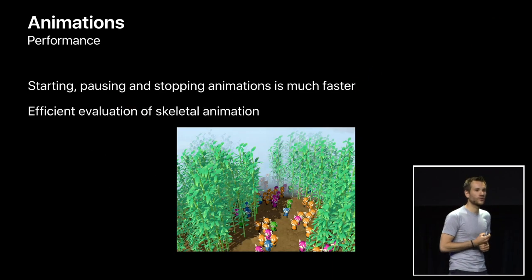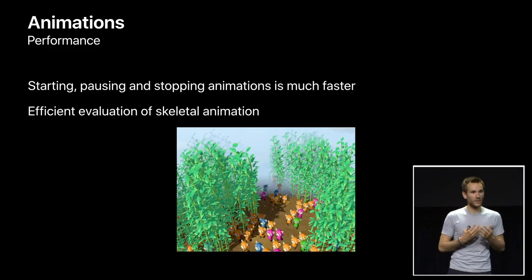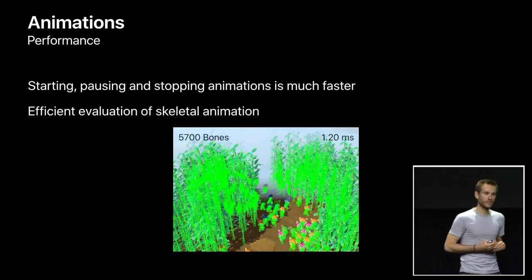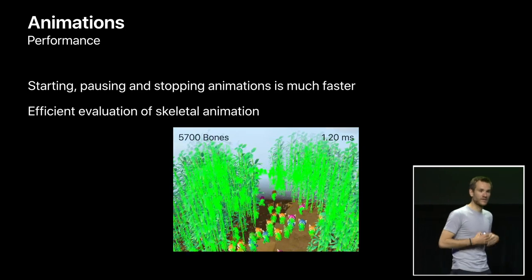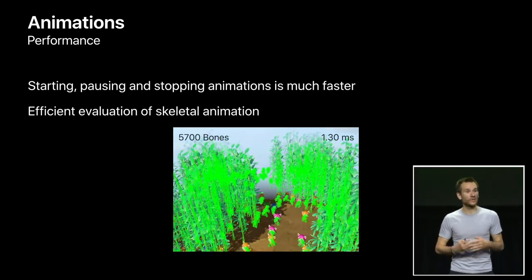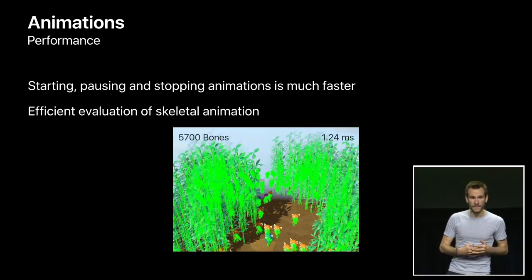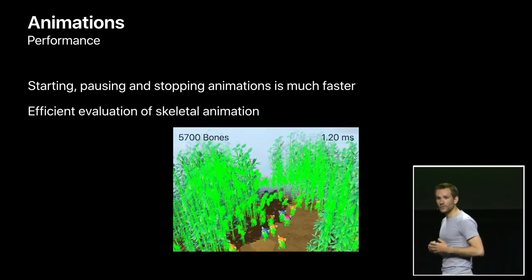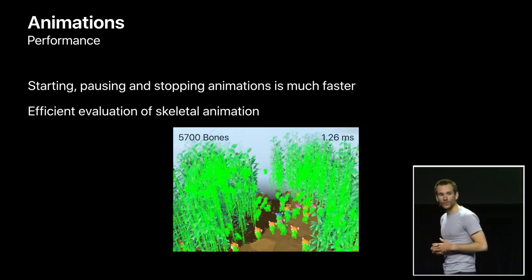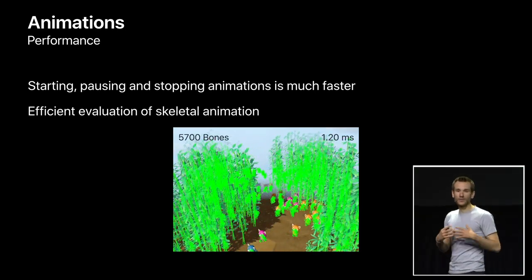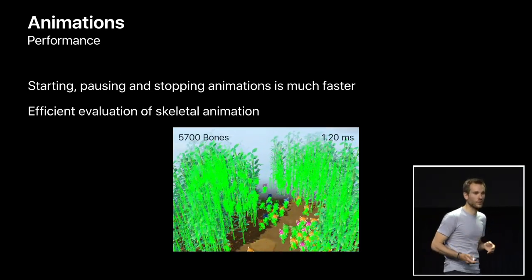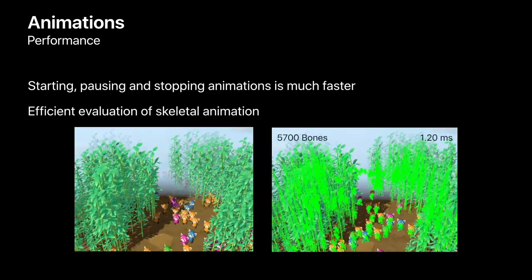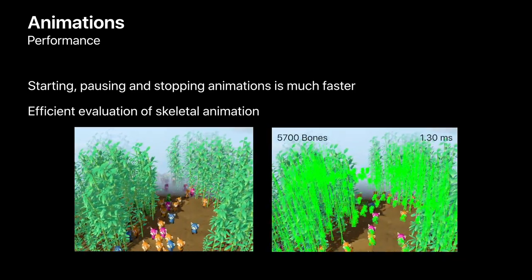Finally, let me mention enhancements to our animation evaluation code. We have a new implementation that makes it faster to start animations on arbitrary objects in the scene. And we made the evaluation of skeletal animation much more performant. So if you have a lot of characters with a lot of bones in your scene, such as in the Fox demo you just saw, we have this new implementation that makes things much faster. And with that, let me hand over to Sebastian for updates on our developer tools.